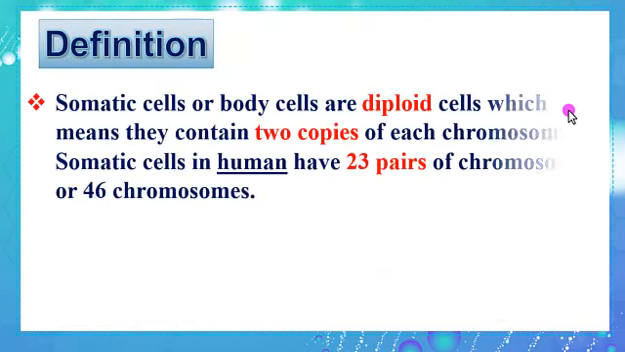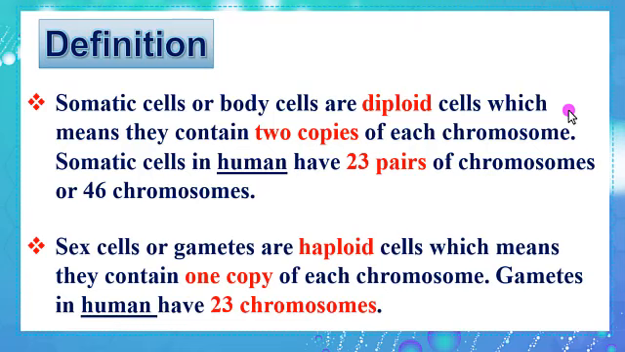Now, let's define somatic cells and sex cells. Somatic cells or body cells are diploid cells, which means they contain two copies of each chromosome. Somatic cells in humans have 23 pairs of chromosomes or 46 chromosomes. While sex cells or gametes are haploid cells, which means they contain one copy of each chromosome. Gametes in humans have 23 chromosomes.